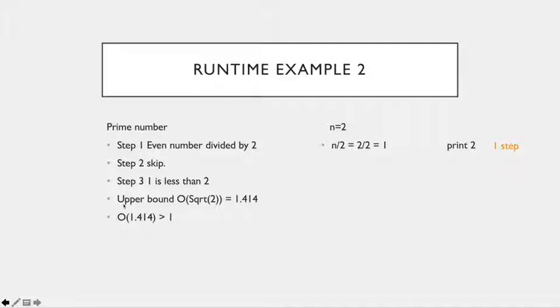And by definition, the upper bound or the big O of the algorithm is the square root of the number you pick. In this case, it's 2. The square root of 2 is 1.414, which is greater than 1. 1 here means the number of steps you take to finish the algorithm. So that means the runtime of this algorithm is bound by the square root of the number you pick. So we just proved what we showed in the previous slide with these 2 examples.